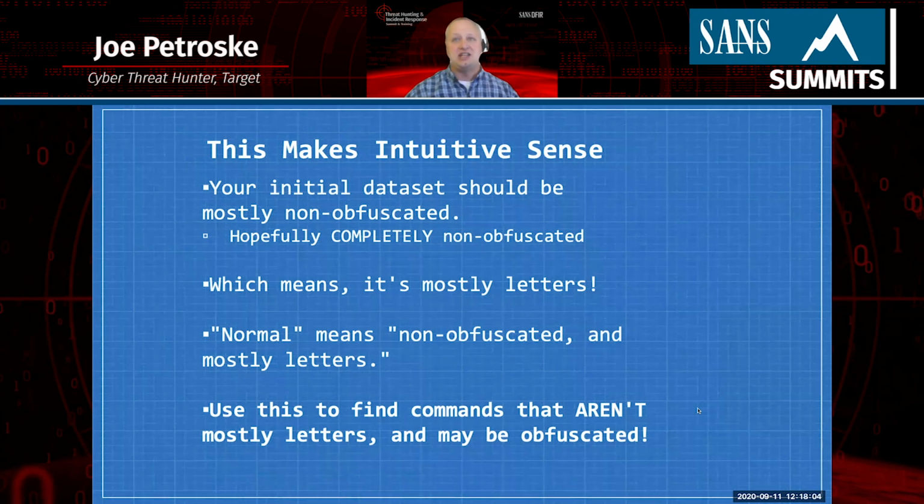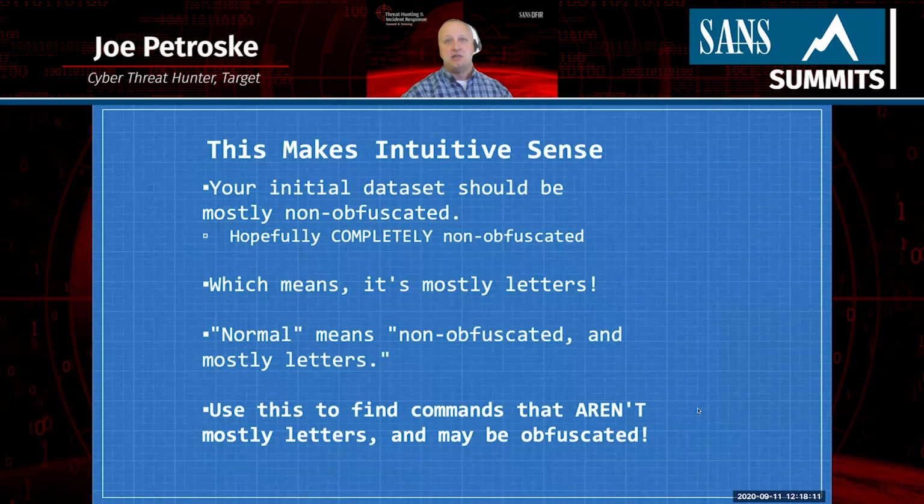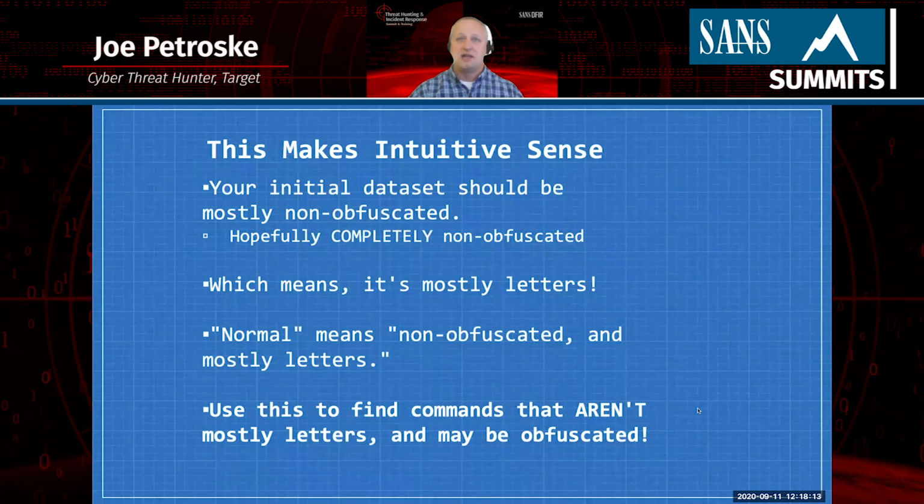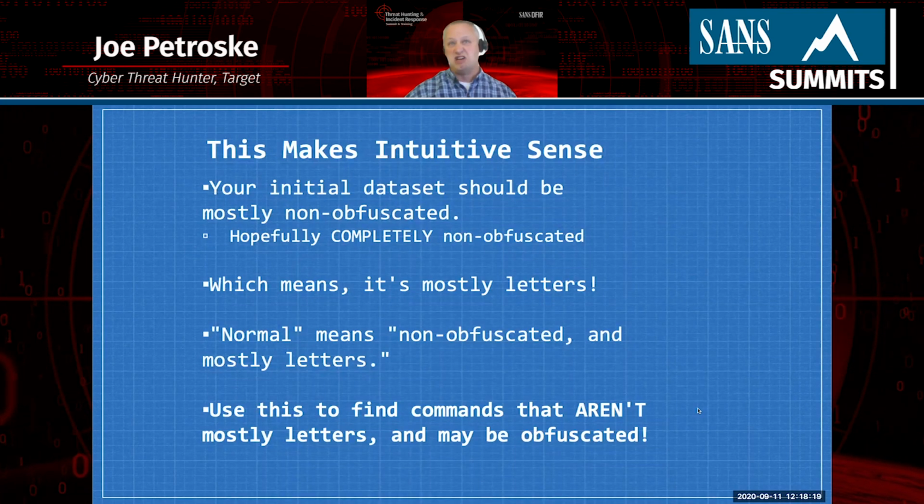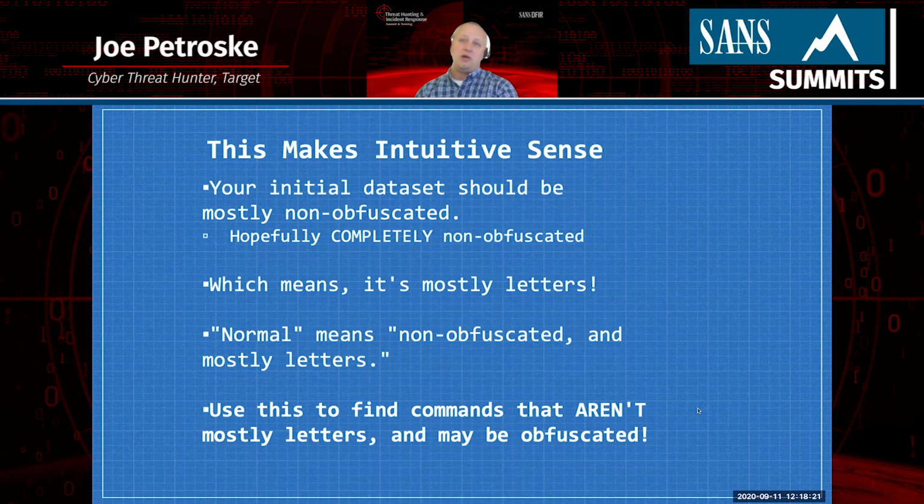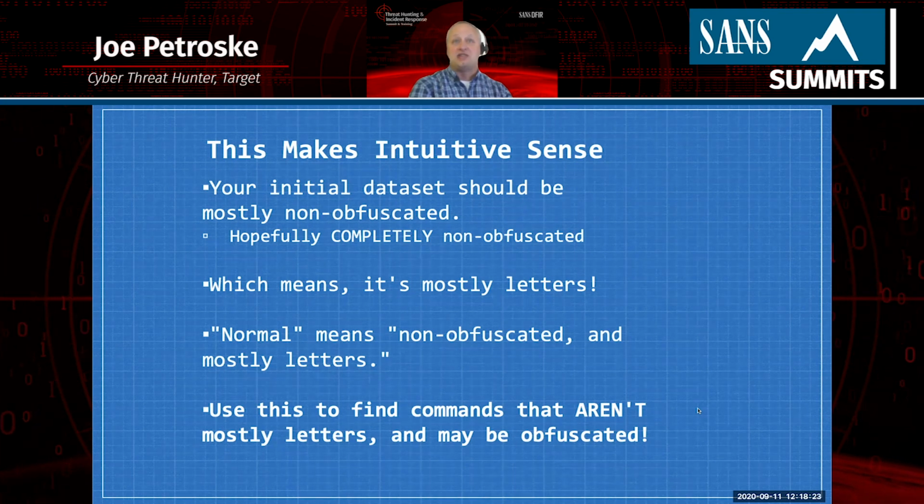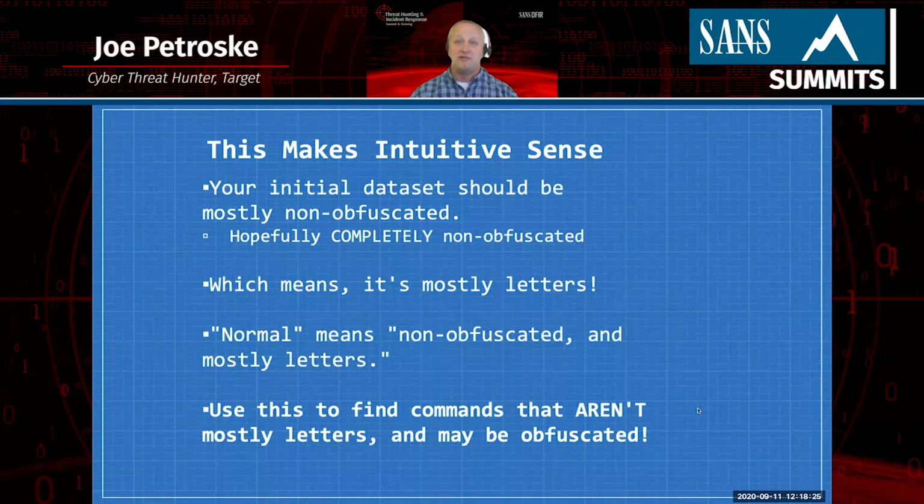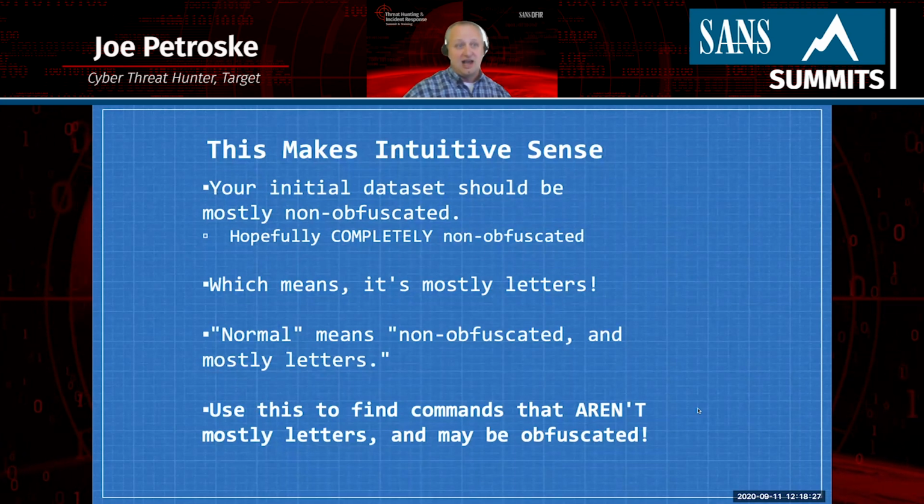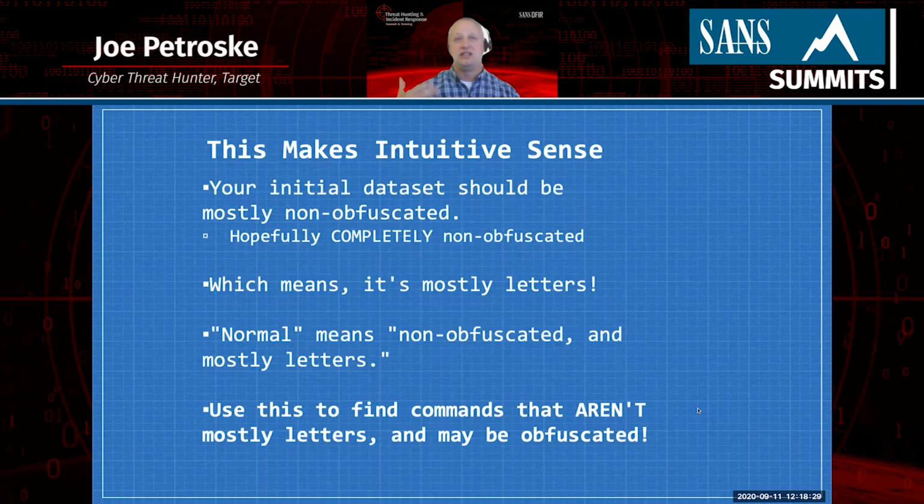So you would expect that to be mostly things that are human readable, written in such a way that they could be understood. And in this case, it's going to be mostly letters. That kind of makes sense. So if you define very normal PowerShell commands as non-obfuscated, mostly letters, and human readable, then what that means is we can find the opposite of that. And that's what we're looking for as an anomaly. We're trying to find things that aren't mostly letters and are therefore most likely to be obfuscated. So that's what we're going after right now.